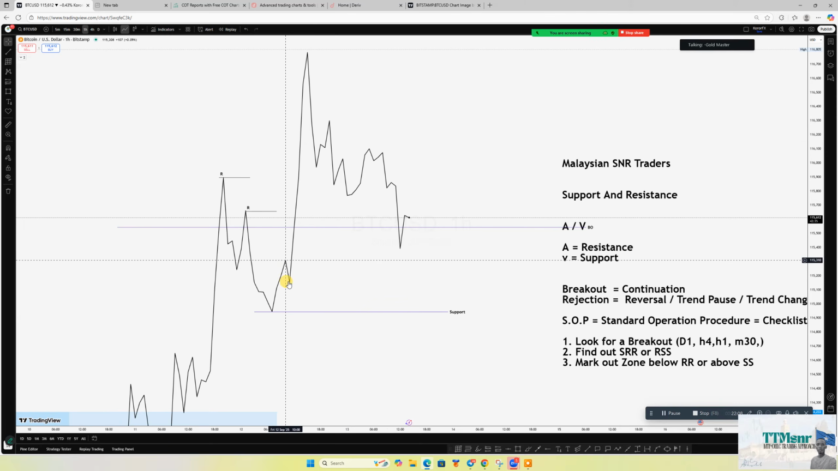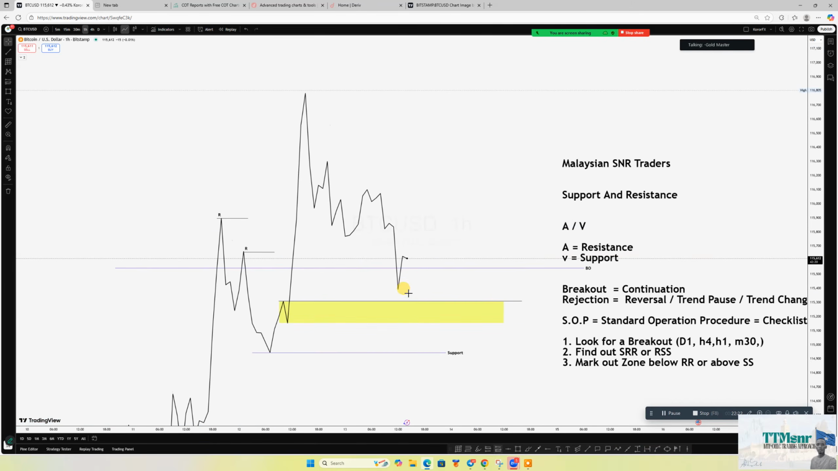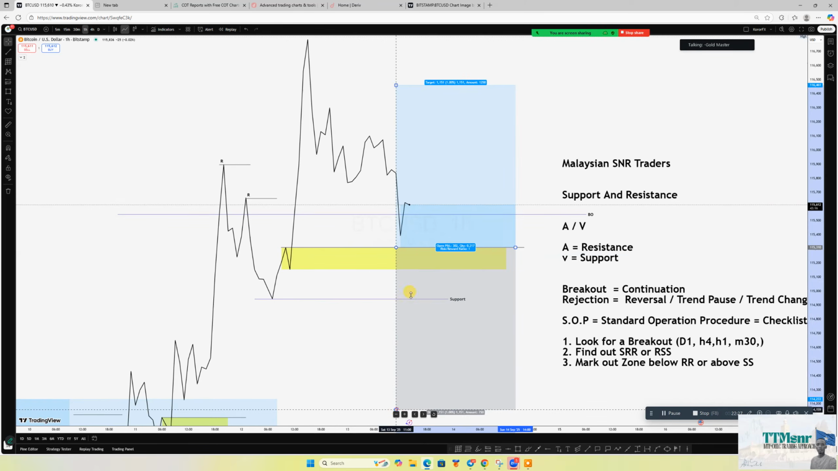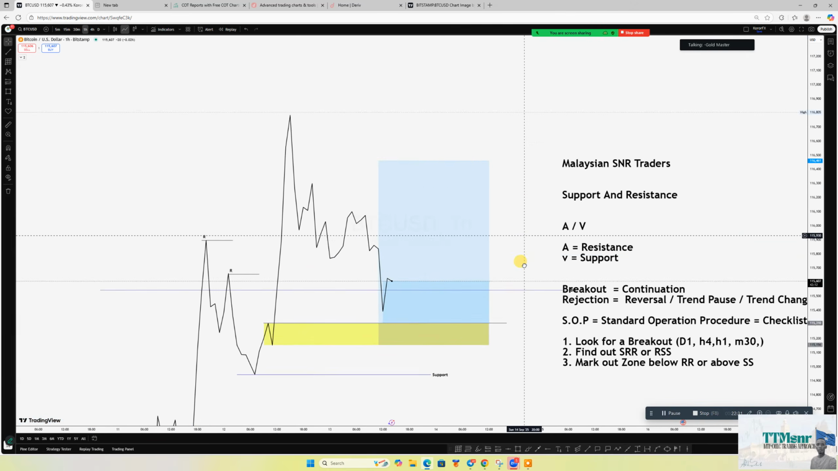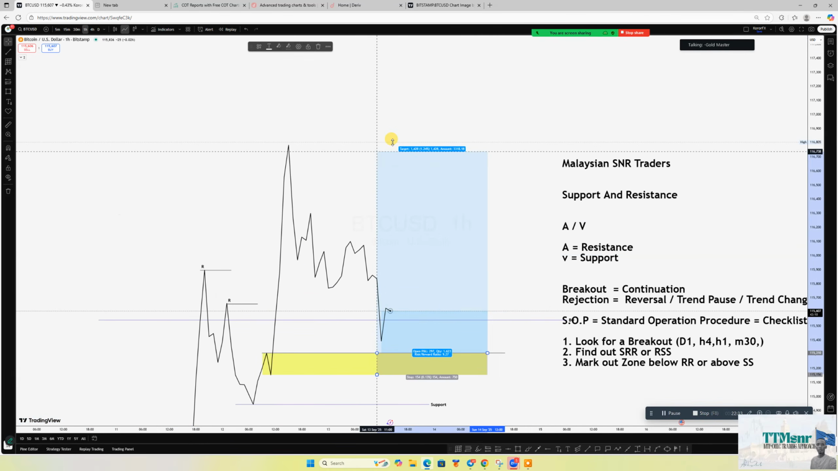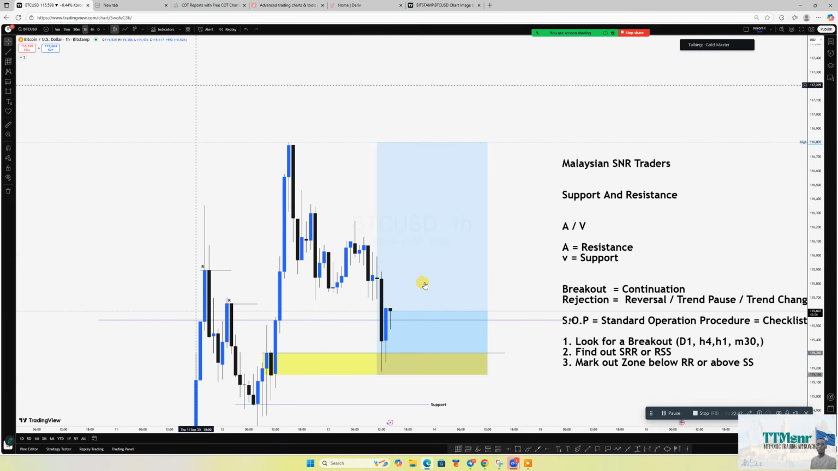Where is the zone? You guys can see this is the zone, right? This is the zone, and then boom. So where is our entry right now? Here. And then we place our trade, stop loss where? Below the box. And then we can target till the high. And then that is what I am doing now.